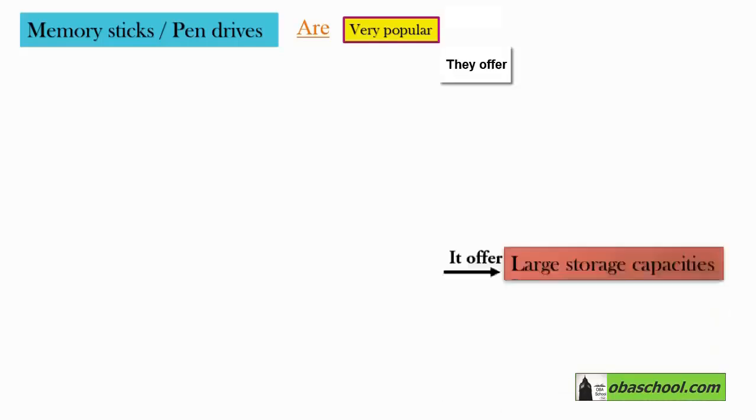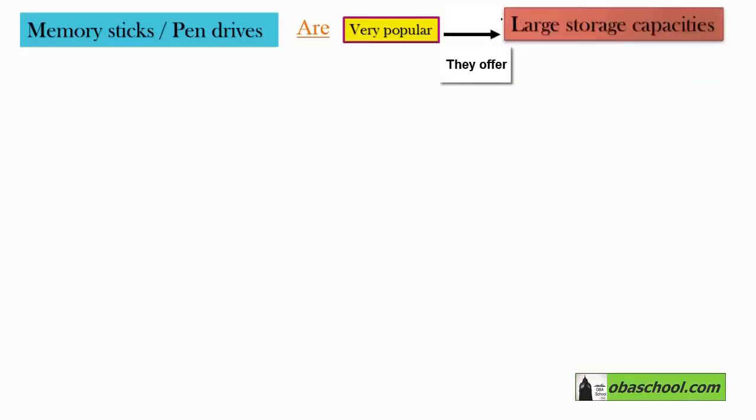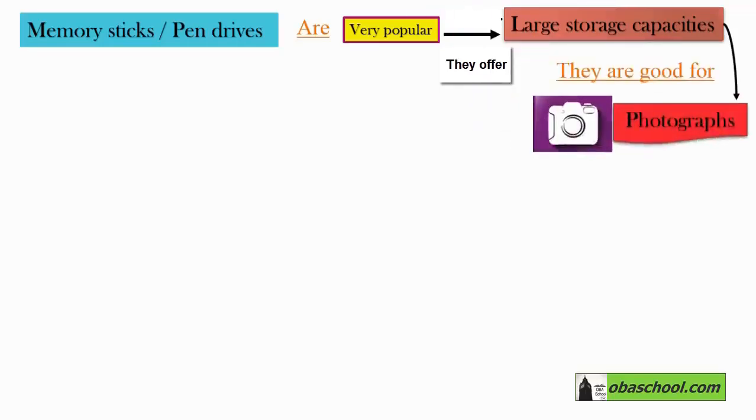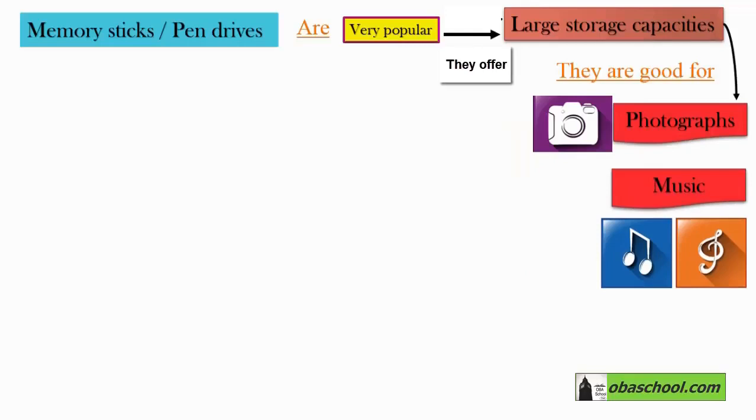Let's start. The memory sticks or the pen drives are very popular because they offer large storage capacities. So, what are they good for? They are good for number 1, photographs, and number 2, music.